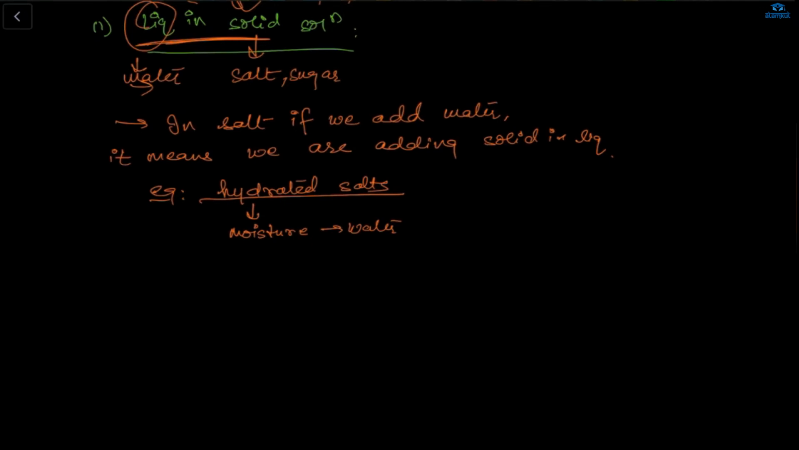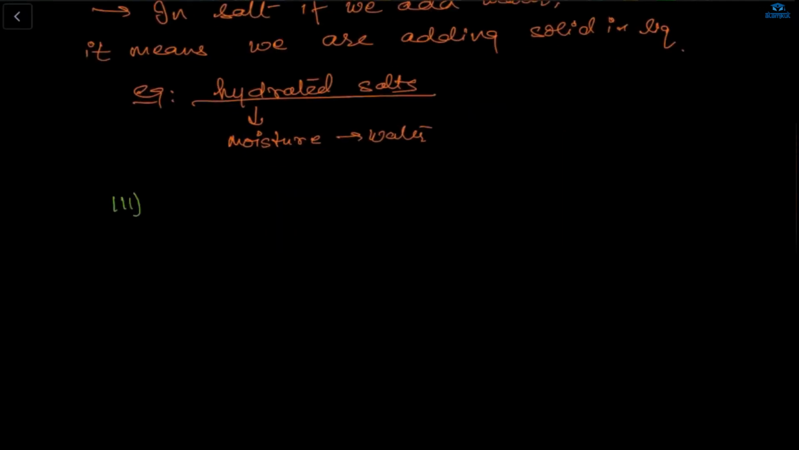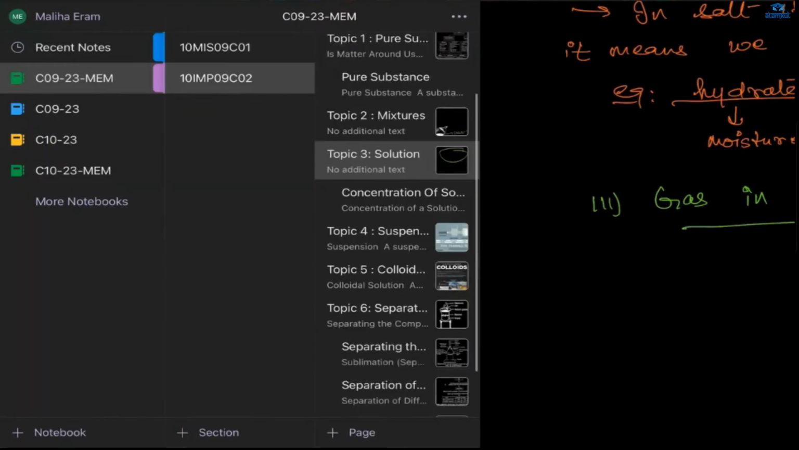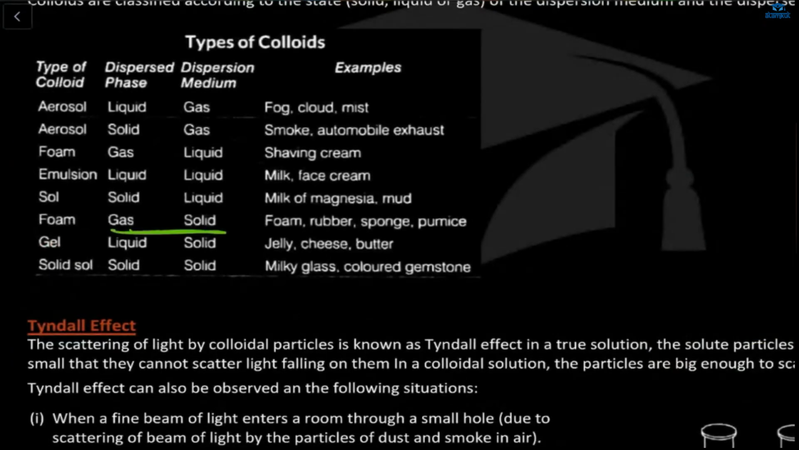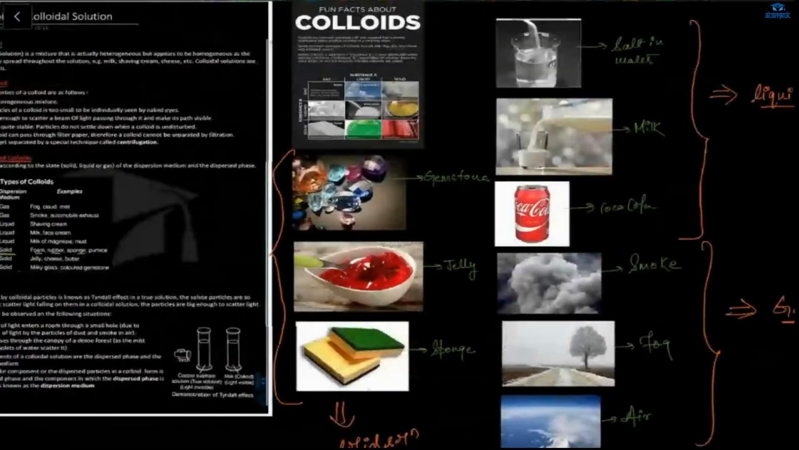Okay. Now what will be the next topic? Gas in solid solution. Any example of gas in solid solution? Like dust in air. Yes, kind of. See, let me show you guys. This is gas in solid. So examples are foam, rubber, sponge, this thing.